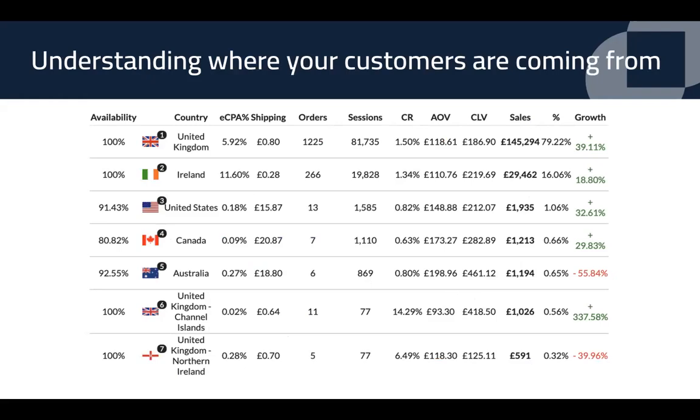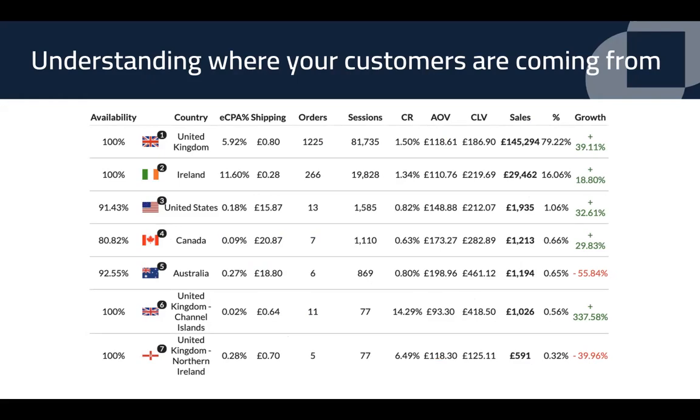And understanding where your customers are coming from. So in Mission Control, you can very quickly tab into the key countries, and this grid will literally let you see very quickly where your customers are shopping from, whether that's UK, Ireland, US, Canada, or Australia. Again, tying back to the equation: sessions times conversion rate times AOV.